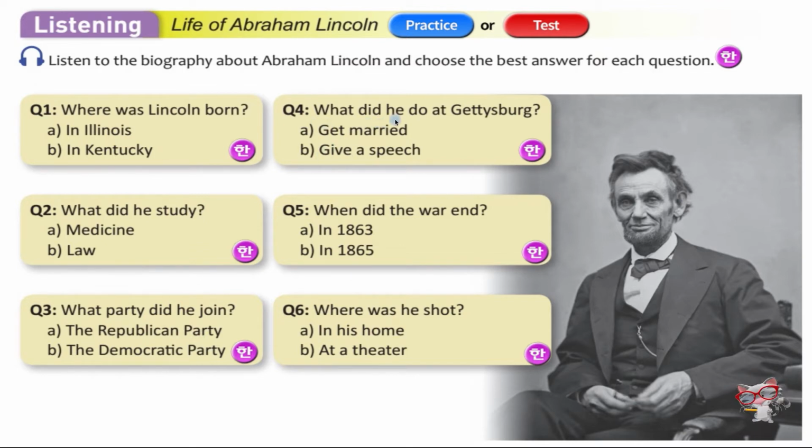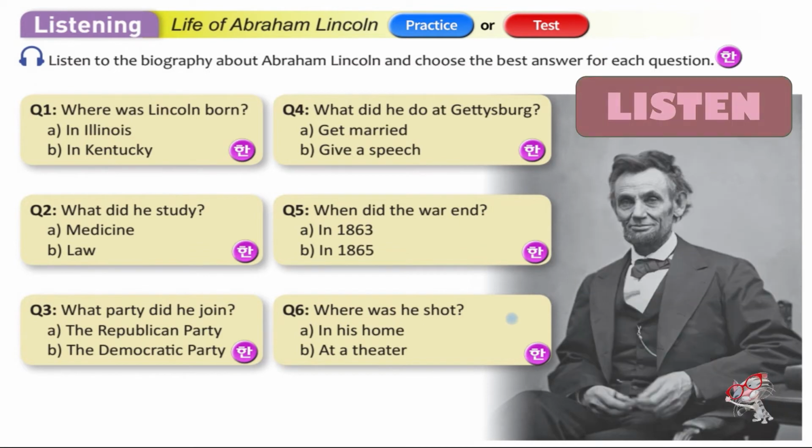What did he do at Gettysburg? Get married or give a speech? When did the American Civil War end? In 1863 or in 1865? And where was he shot? In his home or at a theatre? So where was he shot and killed, assassinated, sadly, and taken from this world? So listen up. I will read it and then afterwards we will give you the answer. So first, listen.